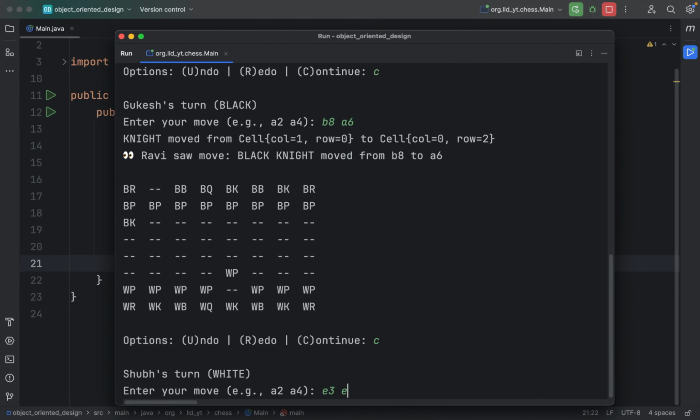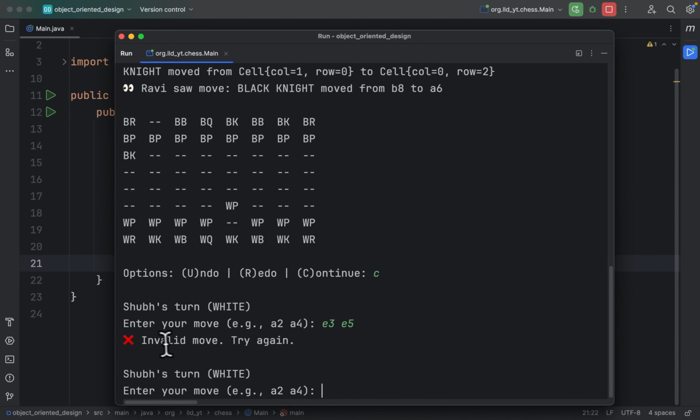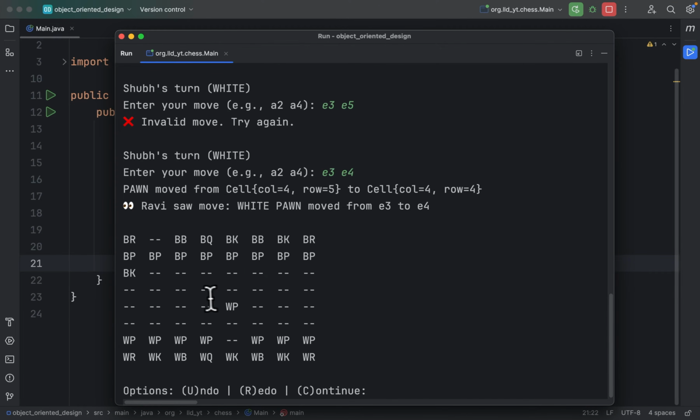E3 to E5. So it will say that it's an invalid move, try again. And again I will be having my chance. Now I will not make any error. So E3 to E4. So this soldier was moved successfully now. But let's say I decide to undo this move. Then I have to just select U.